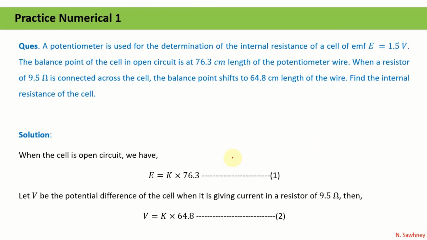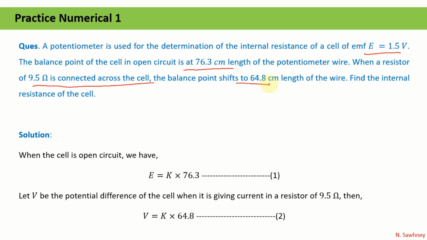Now let us practice one numerical. A potentiometer is used for the determination of the internal resistance of a cell having EMF 1.5 volt. The balance point of the cell in open circuit is at 76.3 centimeter length of the wire. When a resistor of 9.5 ohm is connected across the cell, the balance point shifts to 64.8 centimeter, and we have to calculate the internal resistance of the cell.